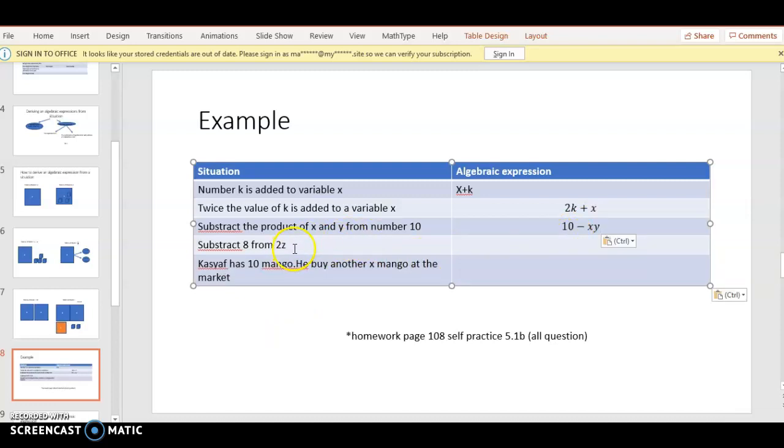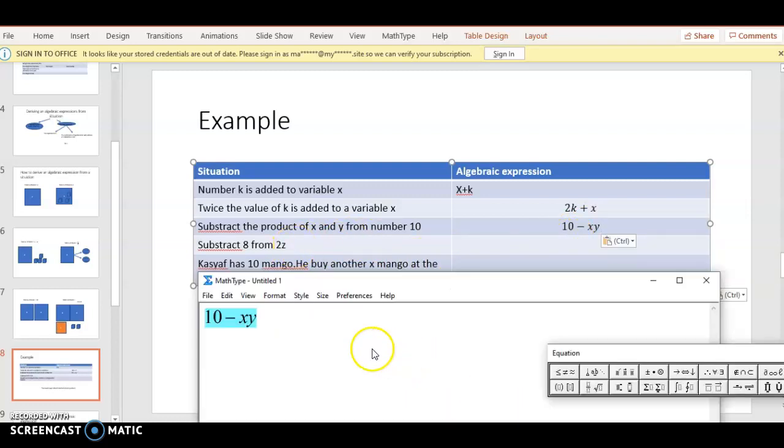Now, subtract 8 from 2z. How do we do this? You have 2z, you subtract the number 8, so you will get 2z minus 8.